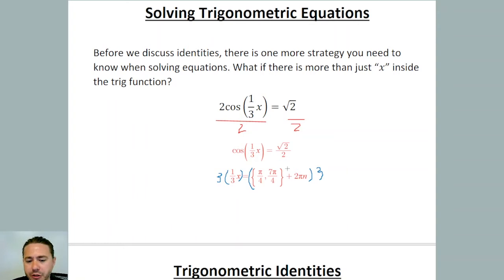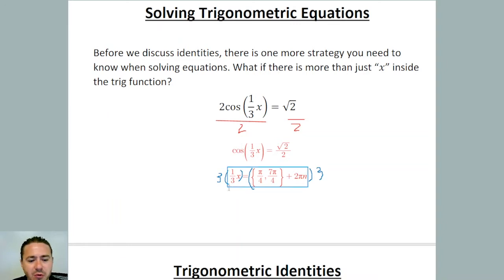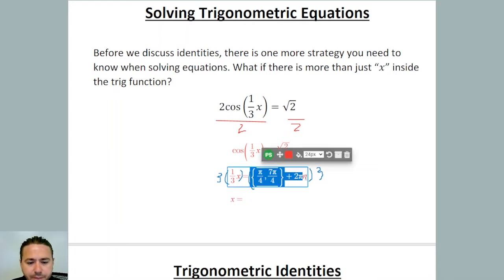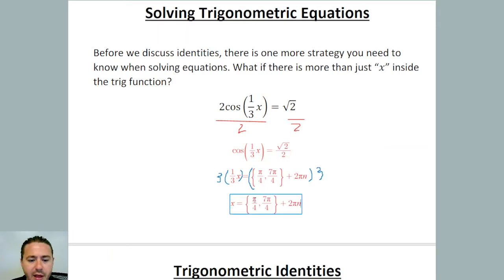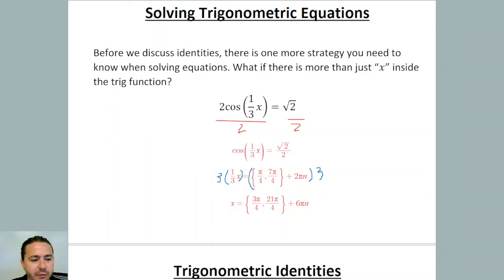So make sure you also do the multiplication to this thing too. Now that's pretty much it as far as a difference between this equation and any of the other equations we solved in the last unit. So if I multiply all these by 3, I'm just going to copy all this. I'm going to get 3 pi over 4 and 21 pi over 4, all plus 6 pi n. So basically I'm just multiplying each of these things by 3, kind of like using the distributive property here. That's one way to think about it. Distributing the 3 here, here, and here. Okay.